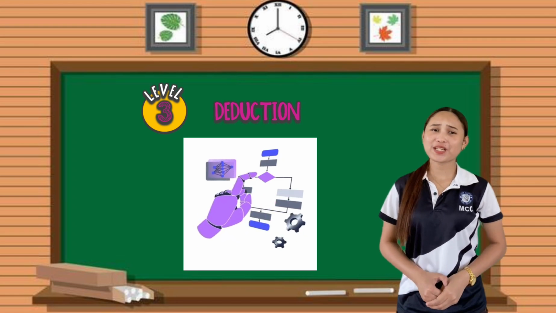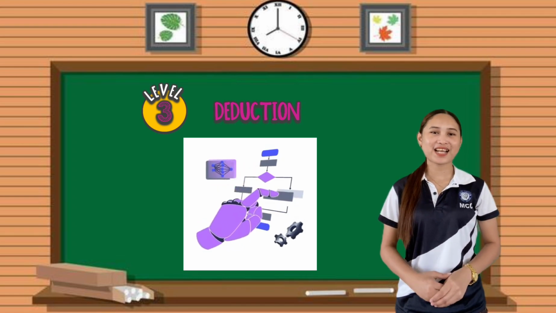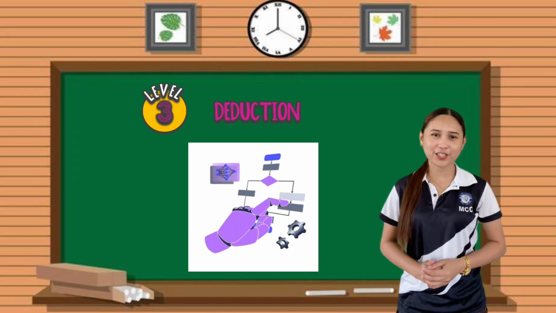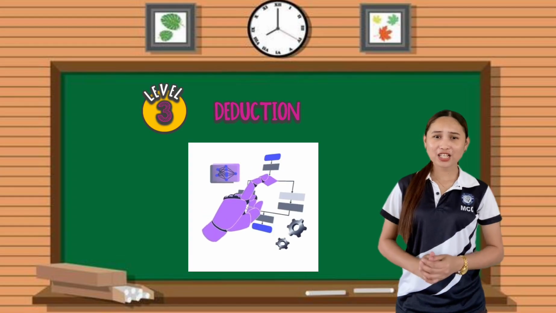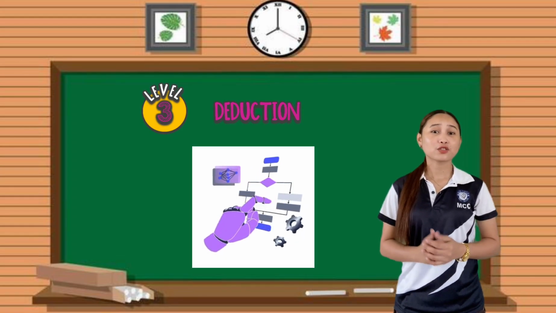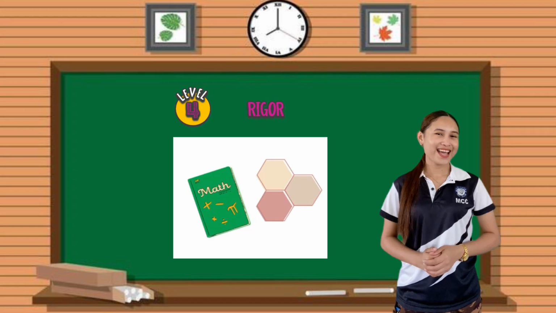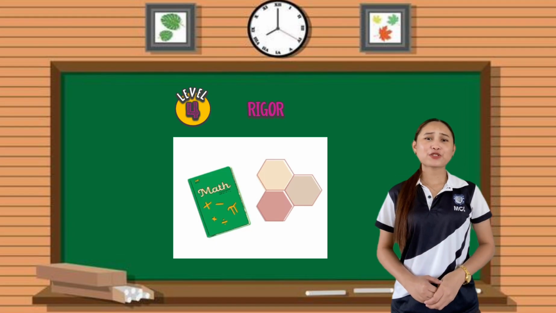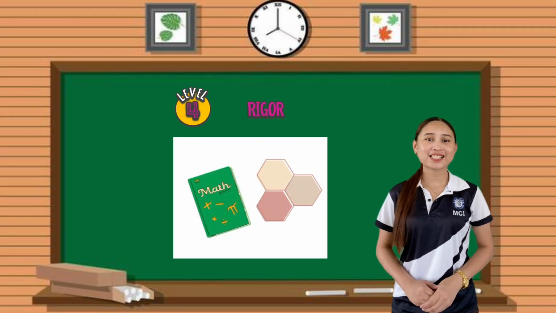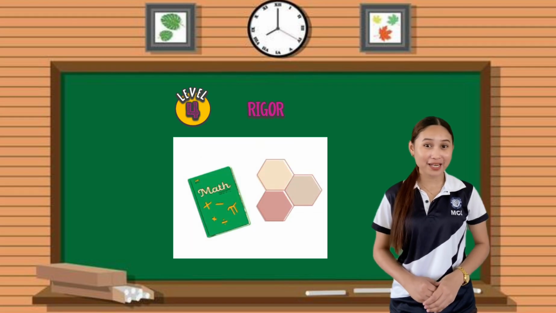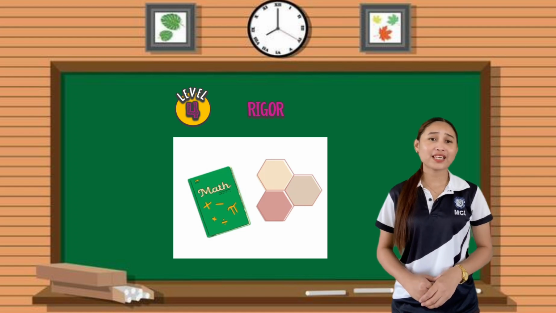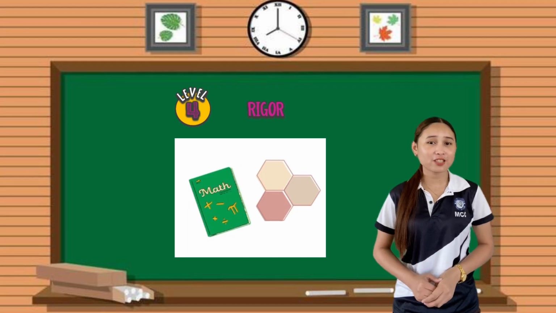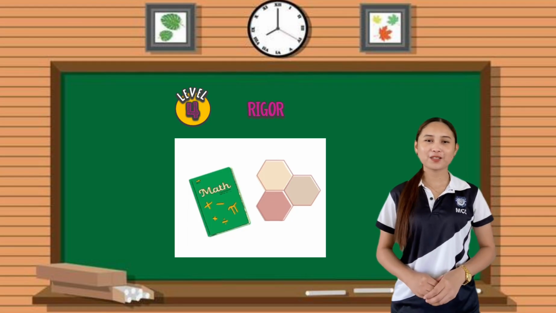Level 3, deduction. At level 3, students are able to reason formally and understand the structure of axiomatic systems. They can distinguish between undefined terms, definitions, axioms, and theorems and use this to construct formal proofs. Next, level 4, rigor. At this level, students are capable of reasoning about mathematical systems in a highly formal and rigorous manner. They can study geometry without relying on reference models or physical representations, and can manipulate geometric statements and theorems purely through logical reasoning.